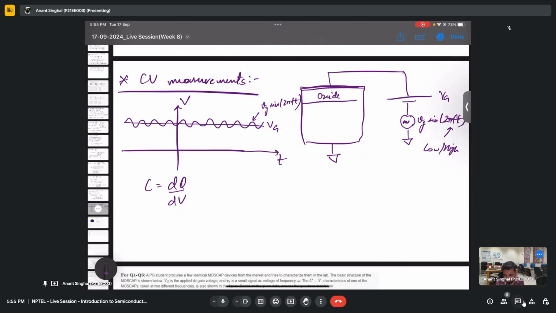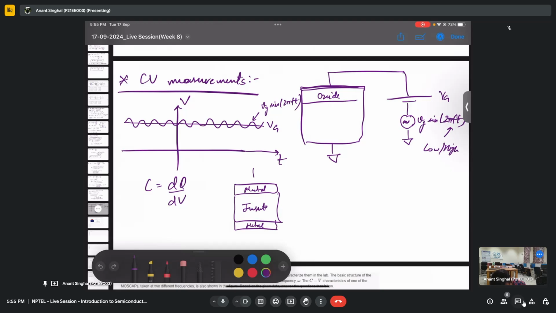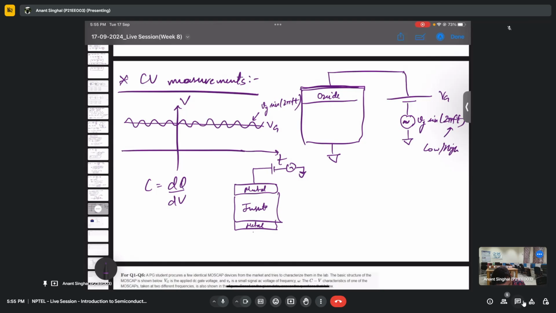So if I talk in terms of the simple capacitor, that is we have a metal, we have an insulator, and then we again have a metal, and we do the same thing to this. We apply a certain DC plus a certain AC. So what will happen? The CV curve, how it will look? Someone quickly tell. Any guesses?